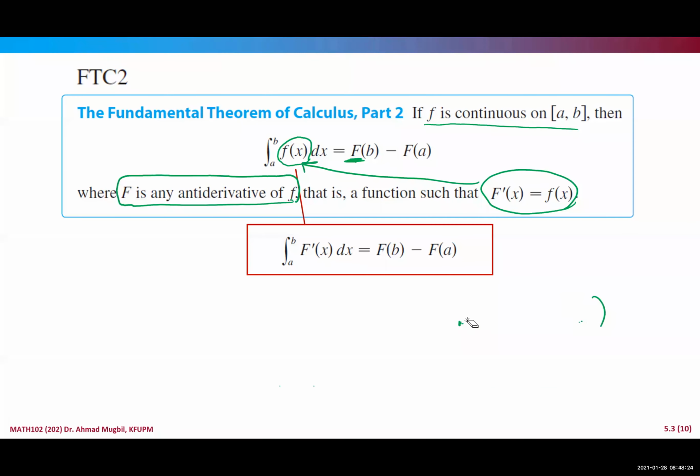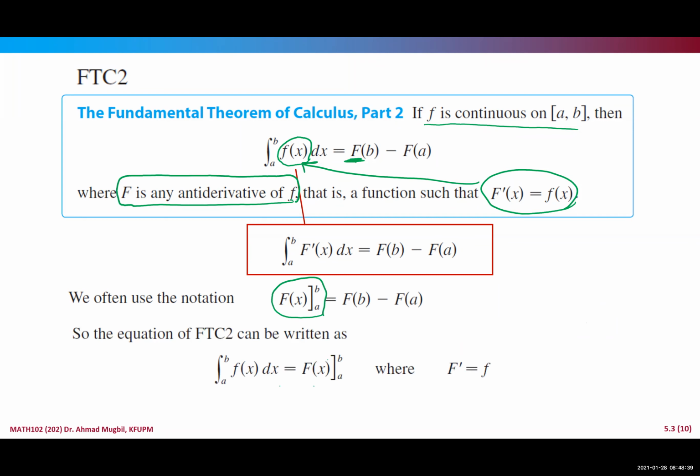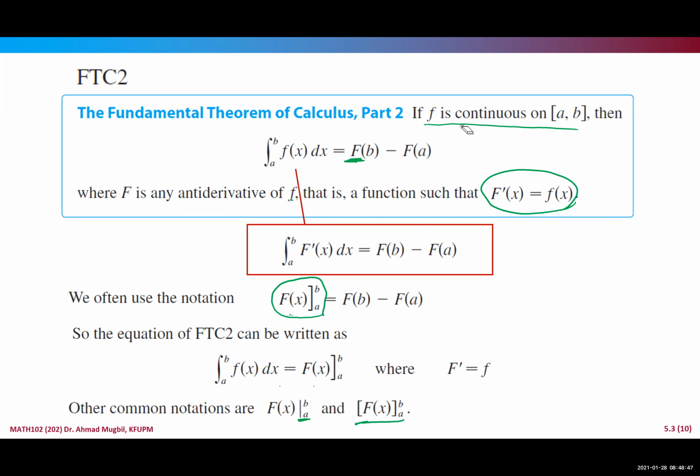What you need to understand, Shabab, from part 2 is this notation, which we will use for short. F at b minus F at a can be written this way, or also this way with the vertical line. Usually we will use this one. So we can now write this theorem in another way. We can say that this equals the antiderivative at x from a to b. This one means this. I think I have mentioned it here for you.